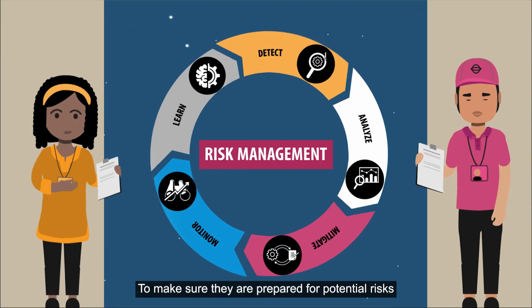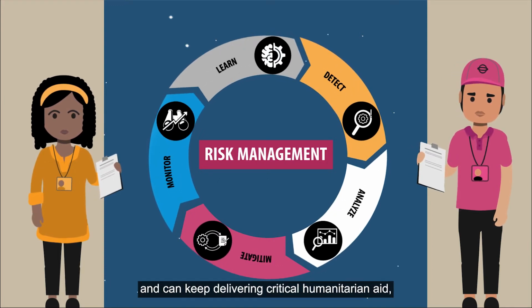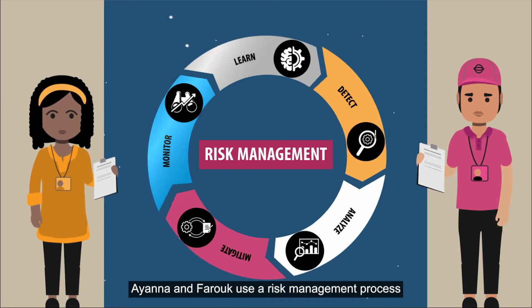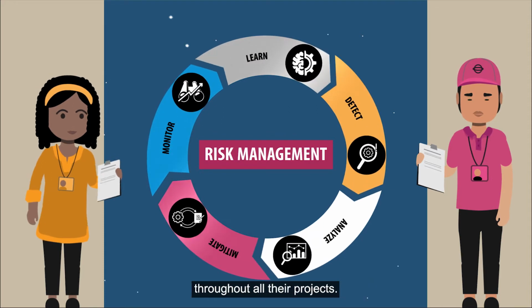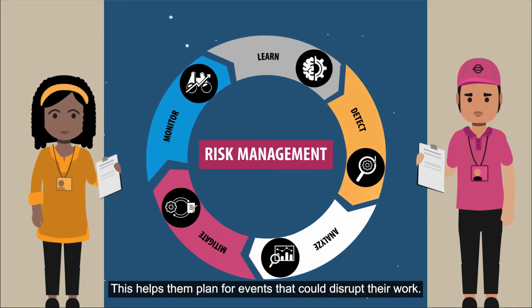To make sure they're prepared for potential risks and can keep delivering critical humanitarian aid, Ayana and Farooq use a risk management process throughout all their projects. This helps them plan for events that could disrupt their work.